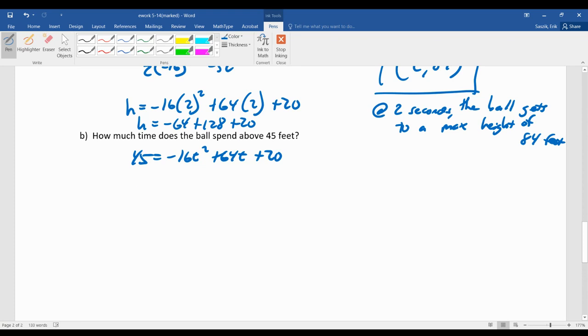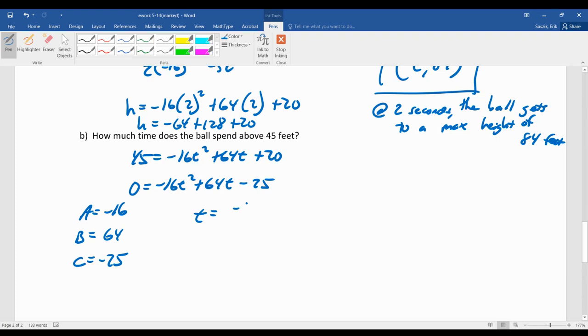And remember, when you're going to do any solving, you want to be equal to 0. So you have to subtract 45 from each side. Now, if I subtract 45 from 20, that's going to become negative 25 there. And there's actually not even a GCF in this thing. So there is no way I'm doing anything other than thinking about quadratic formula. Negative 16, positive 64, negative 25.